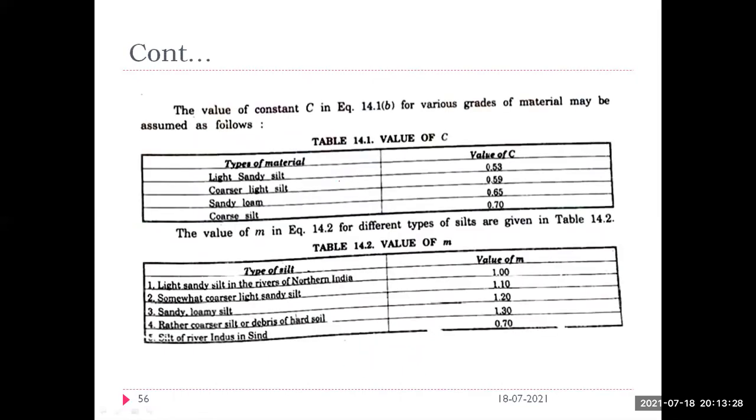And he gave different C values based on the different types of silt and also different types of material. The first table you're seeing shows the value of constant C for different materials, like light sandy, coarse sandy, and coarse silt. It gives the C values for different materials, and similarly the value of m for different types of silt, for example for light sandy silt and coarser light sandy silt. So these are the values of m for different materials.